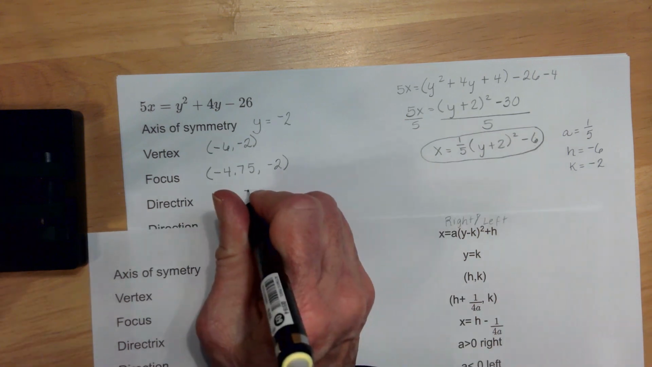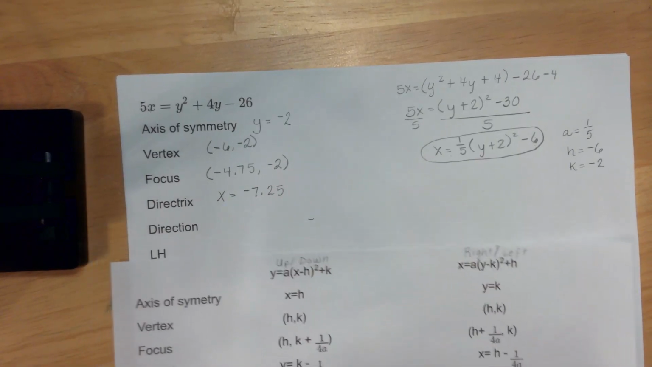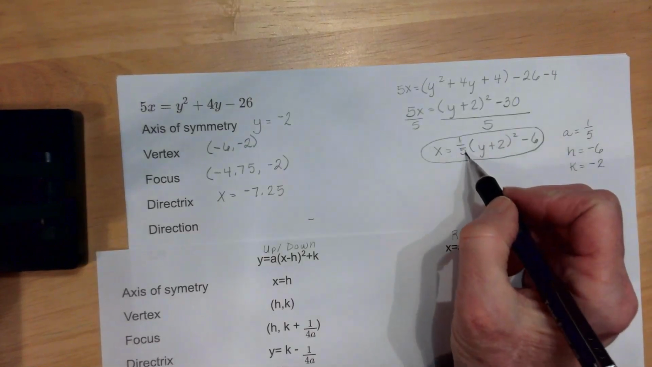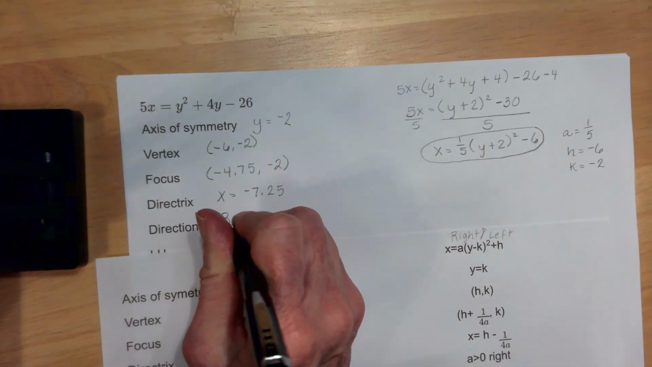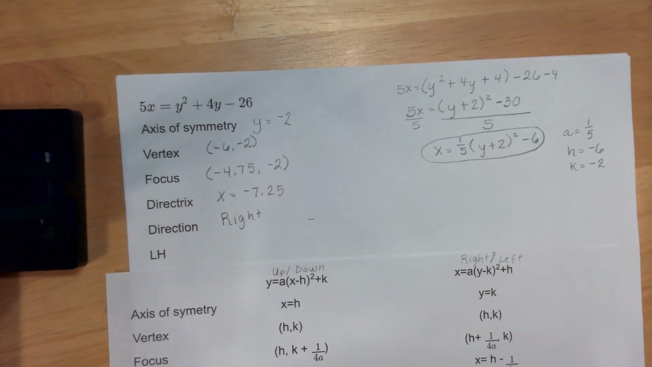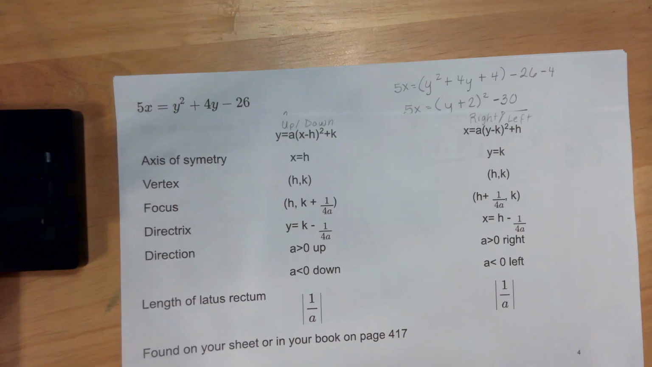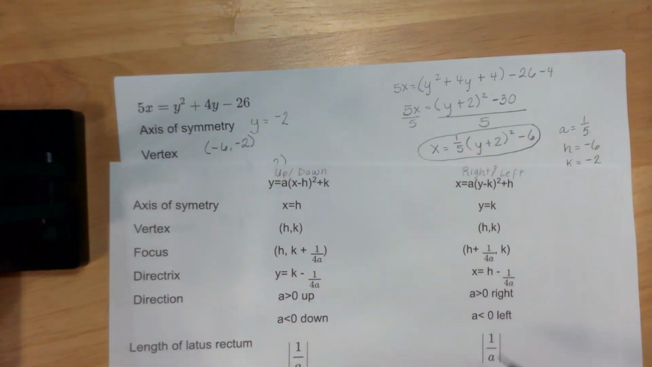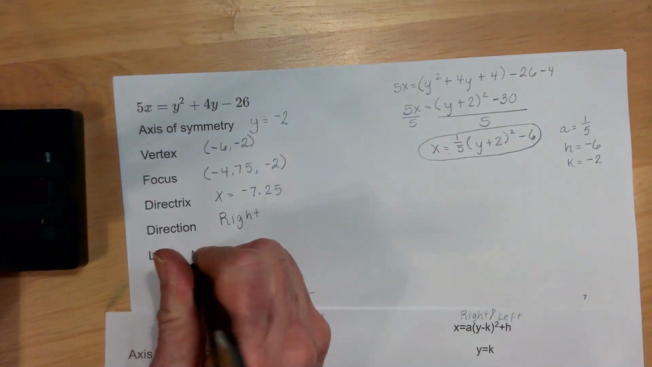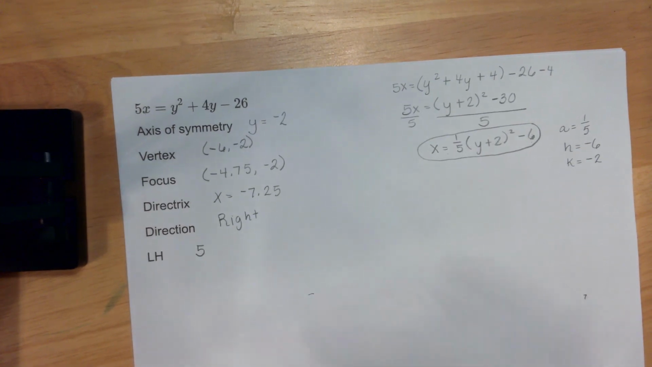So it's going to be a -7.25. Okay, your direction, if you look at this A is positive, so it's going to open right. If that A was negative, it would open left. And the length of the latus rectum is 1 over the A value. The A value, because remember at the bottom, you've got 1 over the A value. The A value is 1/5, so it's 1 over 1/5 or 5, because 1 divided by 1/5, you have to keep, change, flip. So now I have everything to graph it.